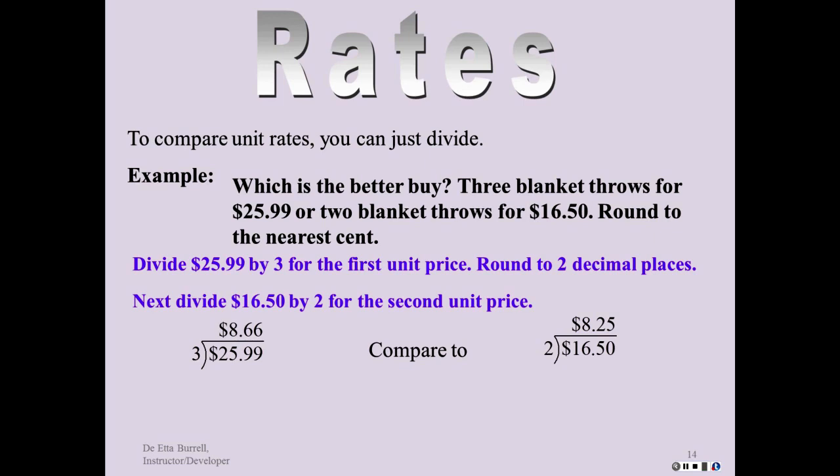The 2 for 16 are the best buy because the unit price is the cheapest, or the unit price is less money for Dwayne, okay?